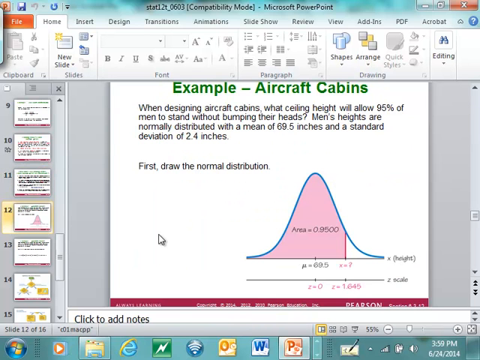Okay, so let's do an example here. Same setup for women in the population.